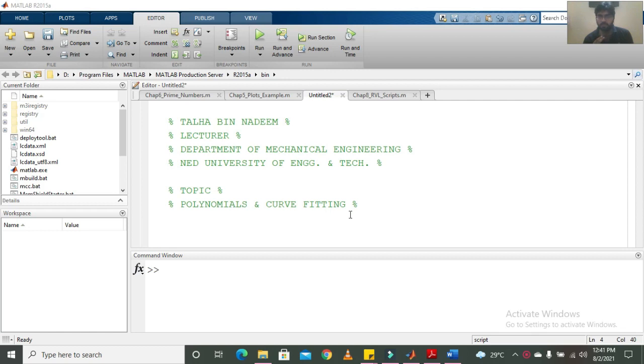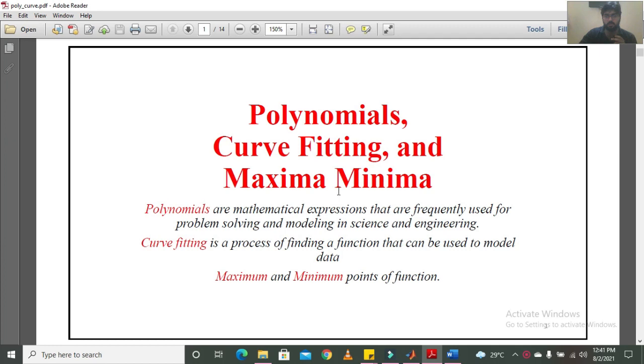My name is Talha bin Nadeem, and today we are going to discuss the topic of polynomials and curve fitting by using MATLAB. First of all, we will start off with the basic definitions of the polynomial, curve fitting, and maxima and minima of a curve.